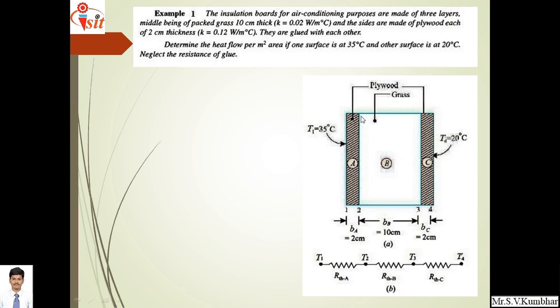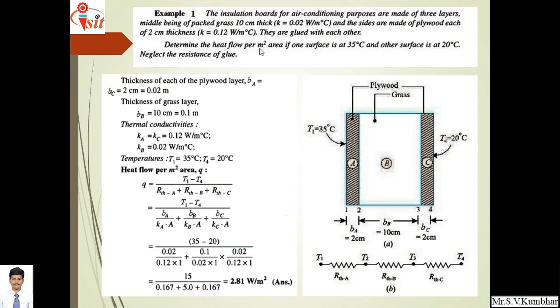Next, these are glued together, and if one surface, that is T1, is 35 degrees centigrade and here T4 is 20 degrees centigrade, we have to calculate the heat flow per meter square area, meaning area A is equal to 1 meter square. Q upon A is nothing but heat flux. We have to determine the heat flux. So what is the given data here?